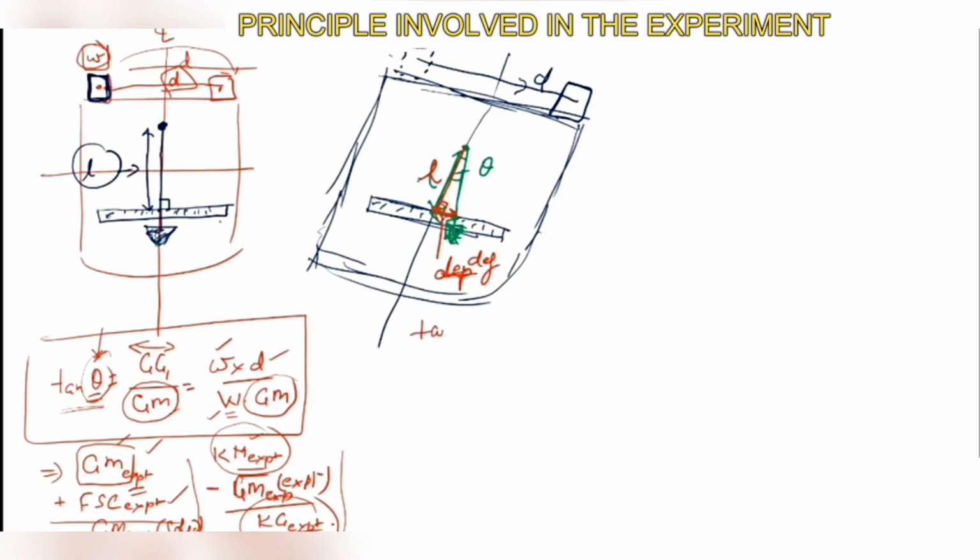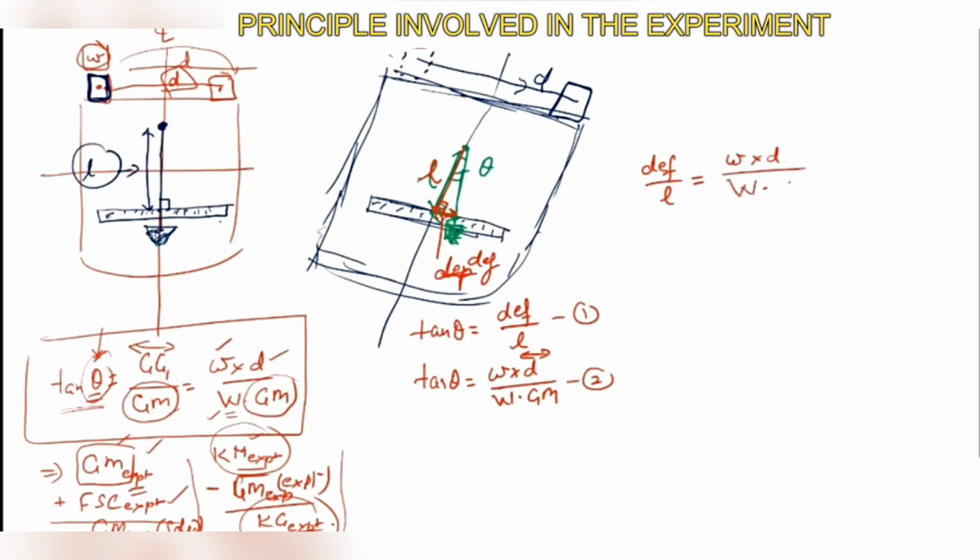Tan theta is equal to deflection upon length, perpendicular upon base, right? And by the list formula, we also have tan theta is equal to w into d upon W into GM. This also we know. Now in equation 1 and equation 2, the left hand sides are the same. So the right hand sides can be equated. And when you equate the right hand sides, it becomes deflection upon length is equal to w into d upon capital W into GM.